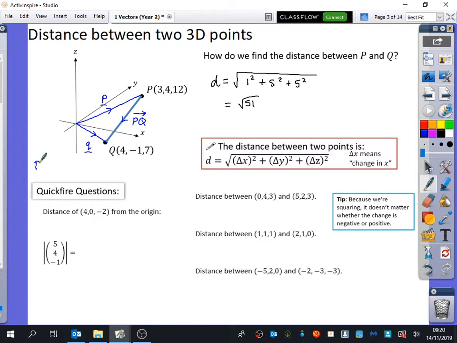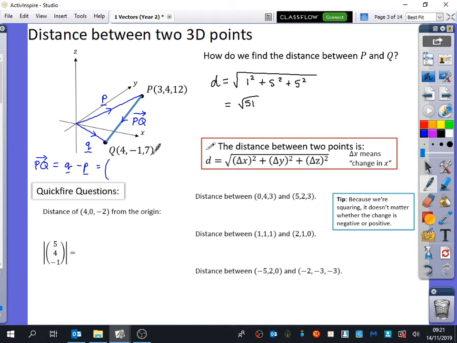Can anybody remember how we find pq? From p to q it would be minus p plus q. The way I want you to remember this in the future is it's just the second letter take away the first letter. It would just be q minus p, and that will then give you the vector pq.